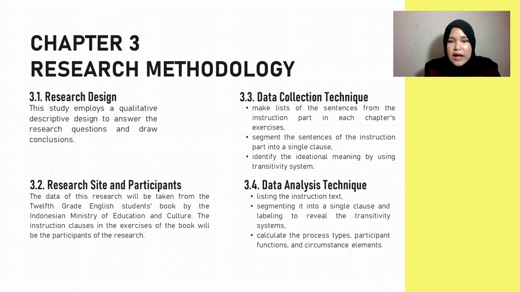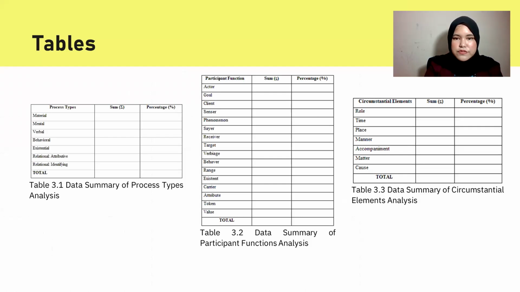To collect the data, I will make a list of the sentences from the instruction part in each chapter's exercises, then segment the sentences of the instruction part into single clauses, and finally, identify the ideational meaning by using the transitivity system. To analyze the data, I will list the instruction text, then segment it into single clauses and label them to reveal the transitivity system, then calculate the process types, participant functions, and the circumstance elements. And these are the tables that will be used to process the data.